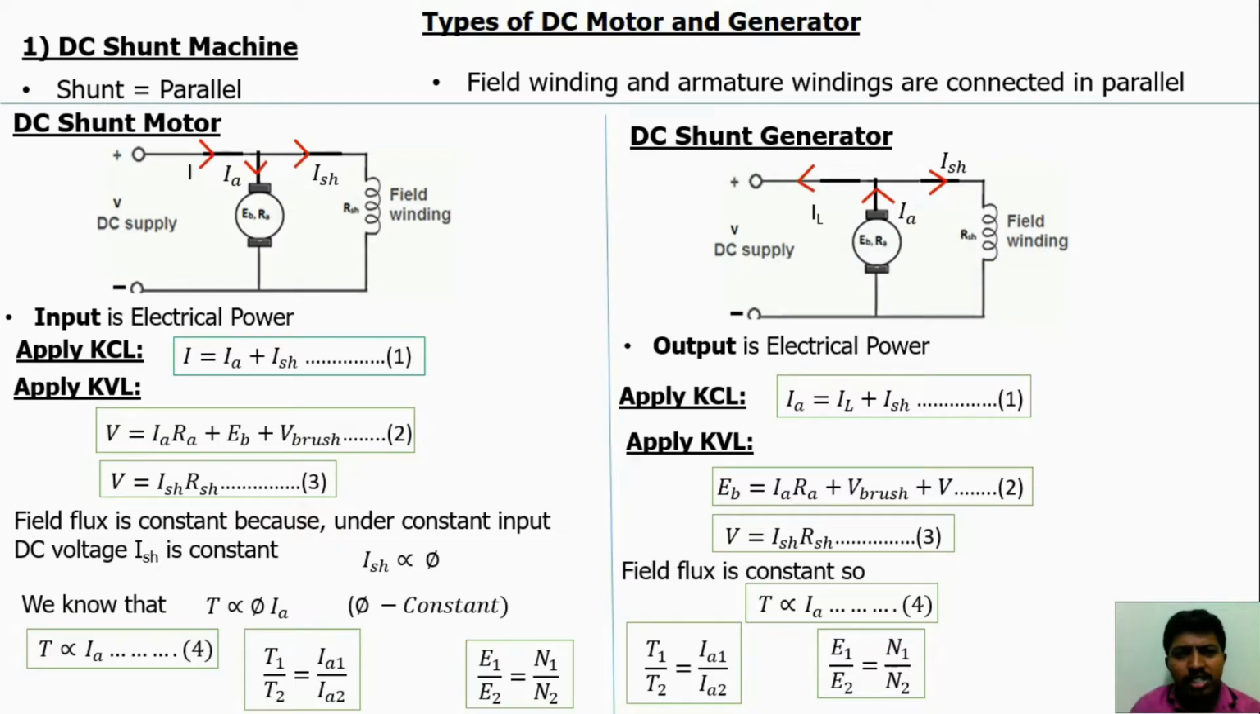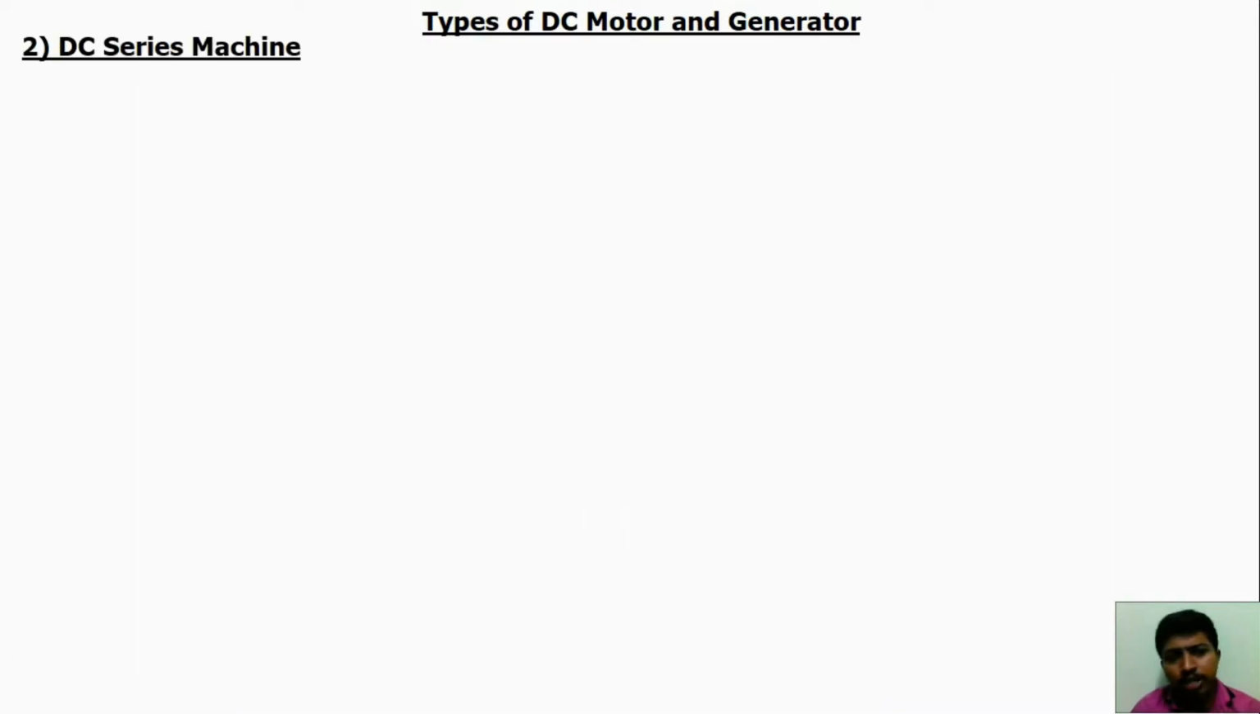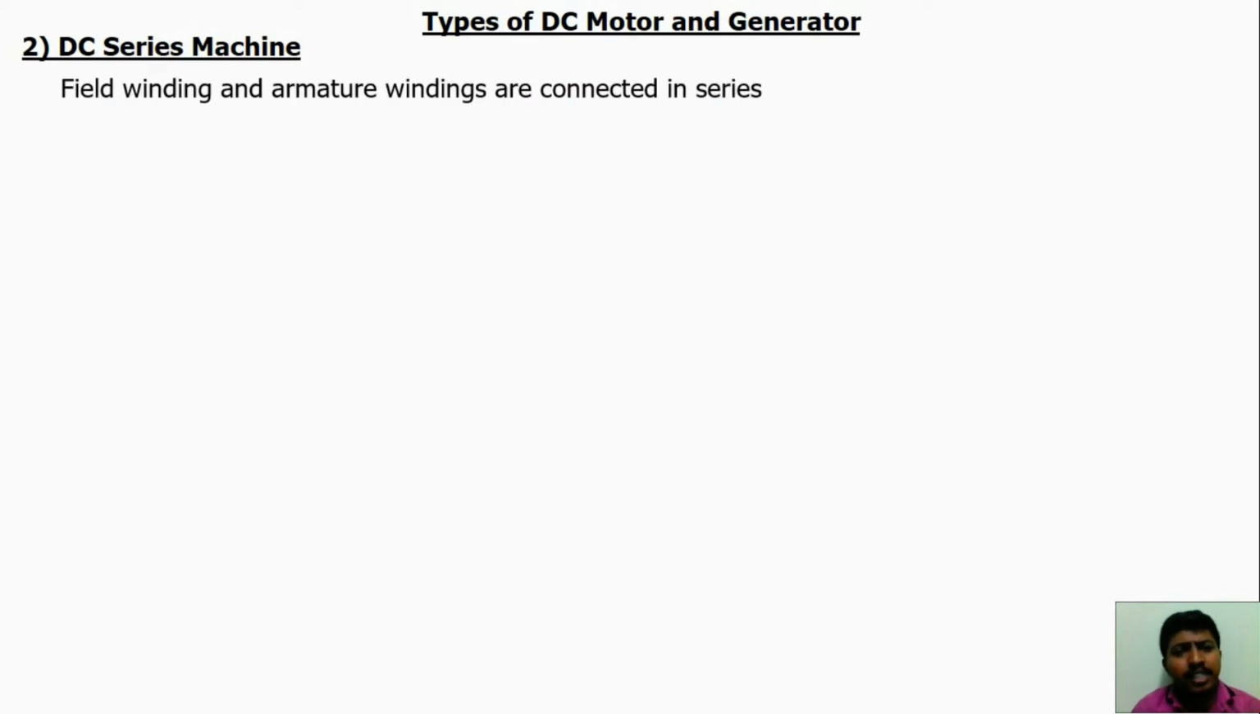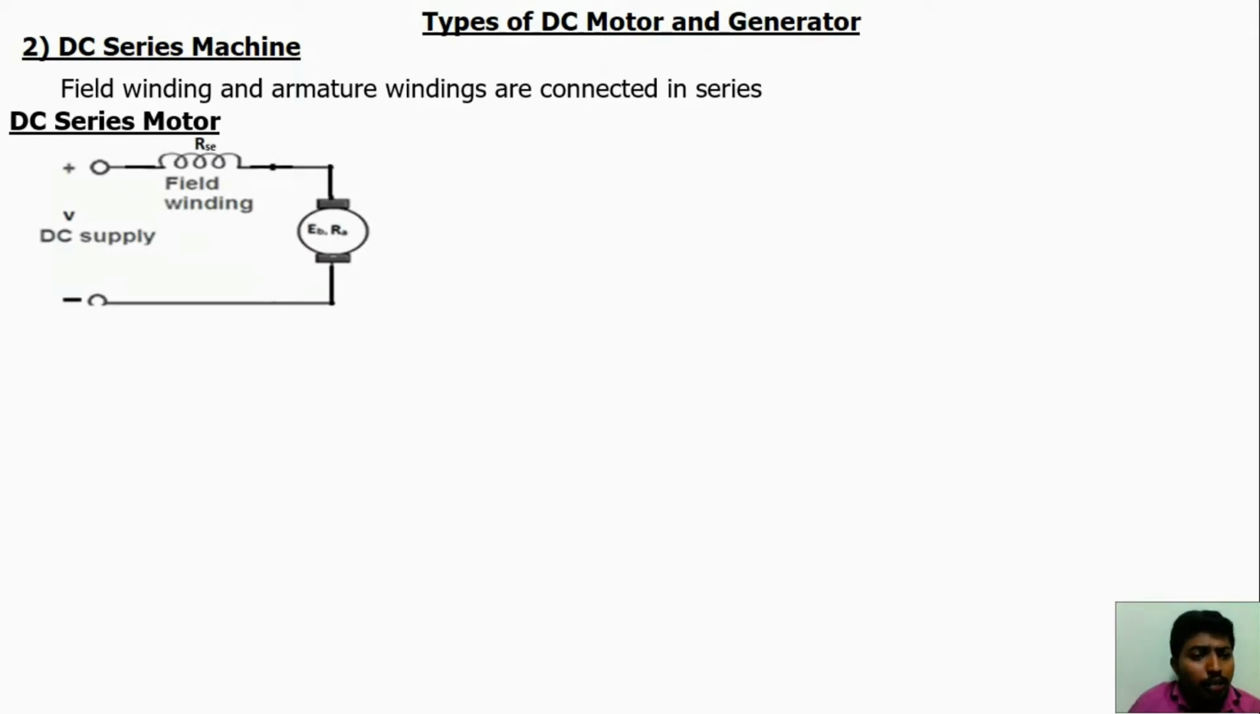The next second type is the DC series machine. In a DC series machine, the armature winding and field winding are connected in series, so it is called a DC series machine. Now we will discuss the DC series motor. The equivalent diagram for the DC series motor is here. The field winding and armature winding are connected in series here. The resistance of the field winding is represented by RSC because it is a series winding.